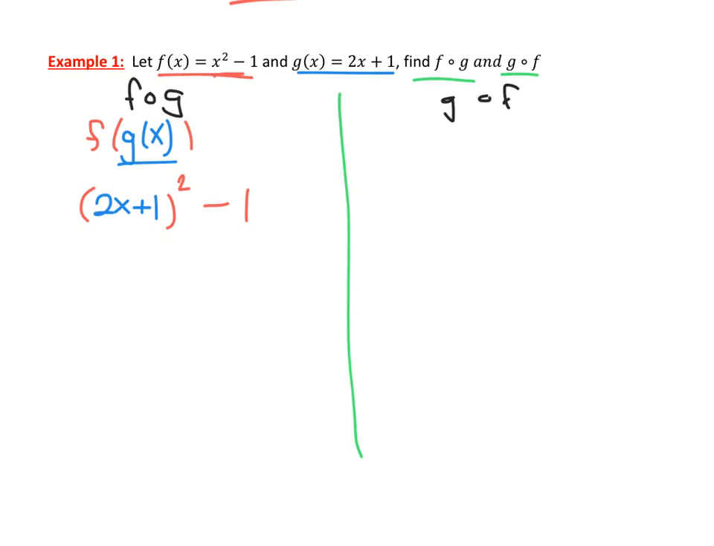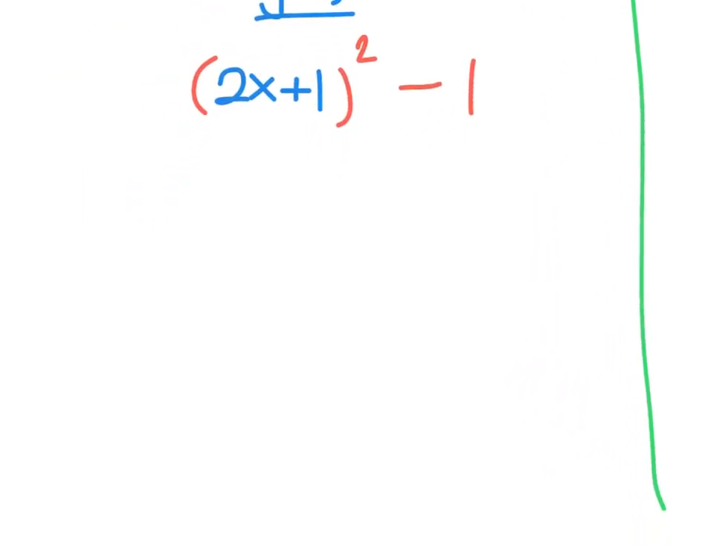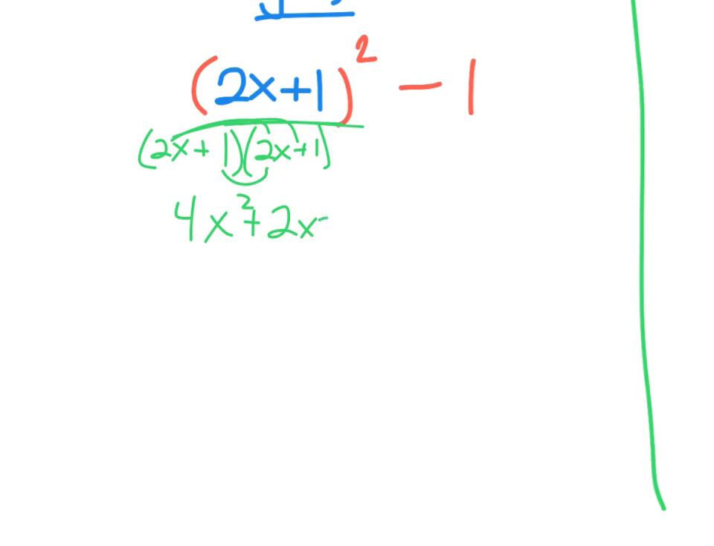But now I'm going to go through order of operations just to simplify. I'm going to zoom in so it's a little clearer. So here is the initial setup for f of g. Now I'll just go through and simplify. So I'm going to deal with the exponent first. To deal with the exponent, I have to write the 2x plus 1 twice. And I'll distribute it all out. Give me 4x squared plus 2x plus 2x plus 1. The minus 1 we need to make sure we bring down.